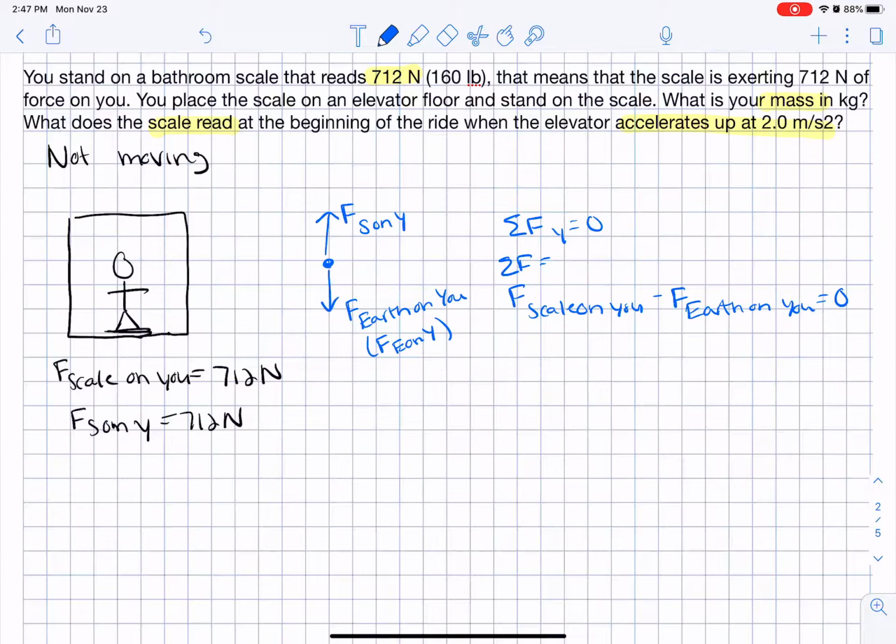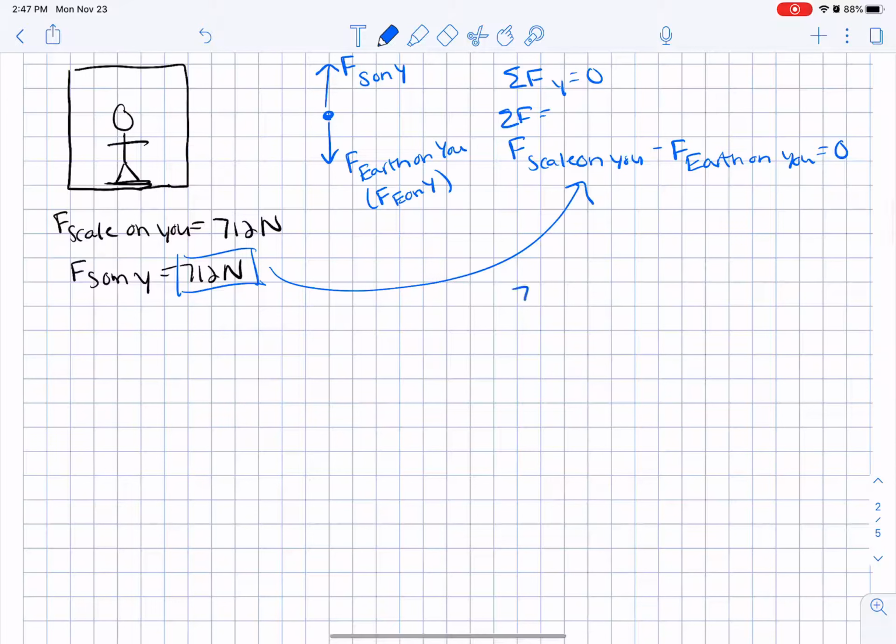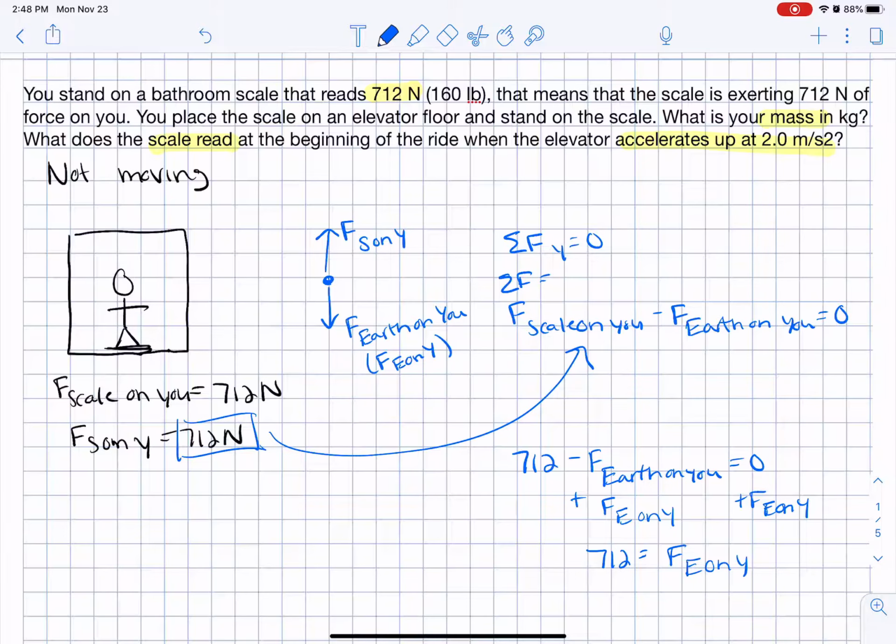So if this is the case, then I can plug in this number into here. So I'm going to get 712 minus the force the Earth exerts on you equals 0. And now I want to solve. So let's add force Earth on you. And again, I'm abbreviating here. And I get 712 equals the force the Earth exerts on you. Okay? That makes sense because they should be the same. But we were asked here for the mass, right? That's what we're trying to find.